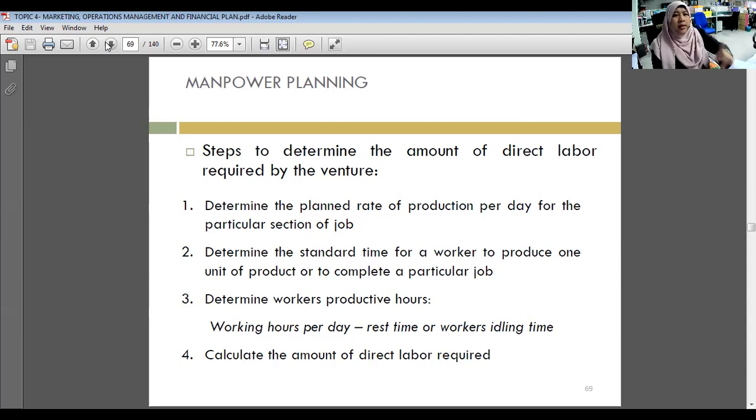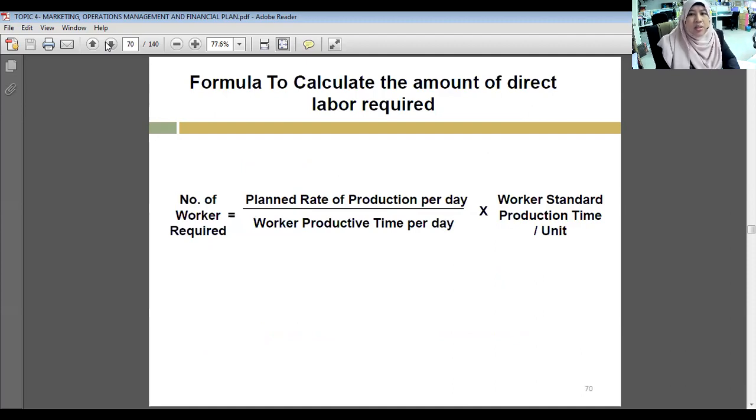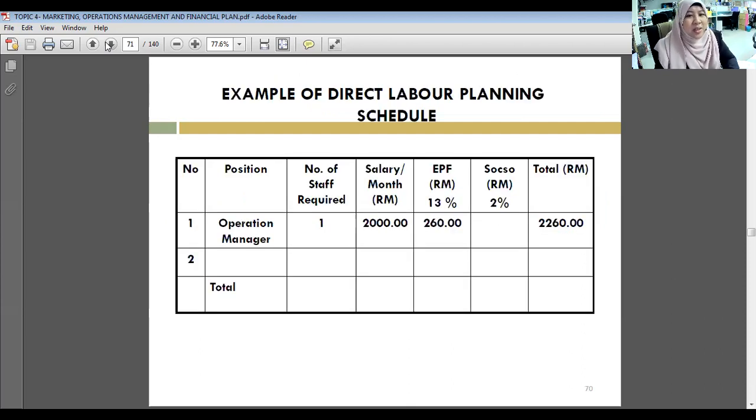So the first one, determine the planned rate of the production per day for the particular section of the job. Okay, and then number two, the second step, determine the standard time for the worker to produce one unit of the product or to complete a particular job. And the third one, determine the worker's productive hours, working hours per day minus rest time or the worker's idling time, and calculate the amount of direct labor required. So this is how it looks. Number of workers required equals the planned rate of production per day divided by worker production time per day, times the worker standard production time per unit.